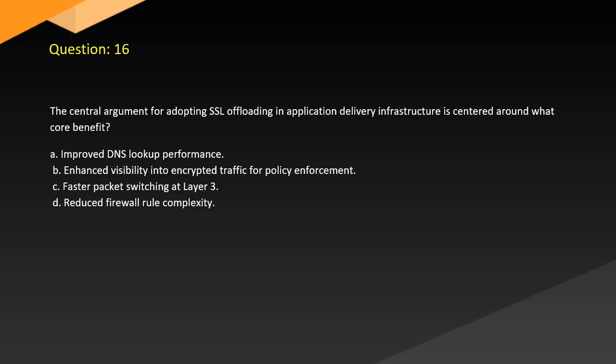Question 16. The central argument for adopting SSL offloading in application delivery infrastructure is centered around what core benefit? A. Improved DNS lookup performance. B. Enhanced visibility into encrypted traffic for policy enforcement. C. Faster packet switching at layer 3. D. Reduced firewall rule complexity.